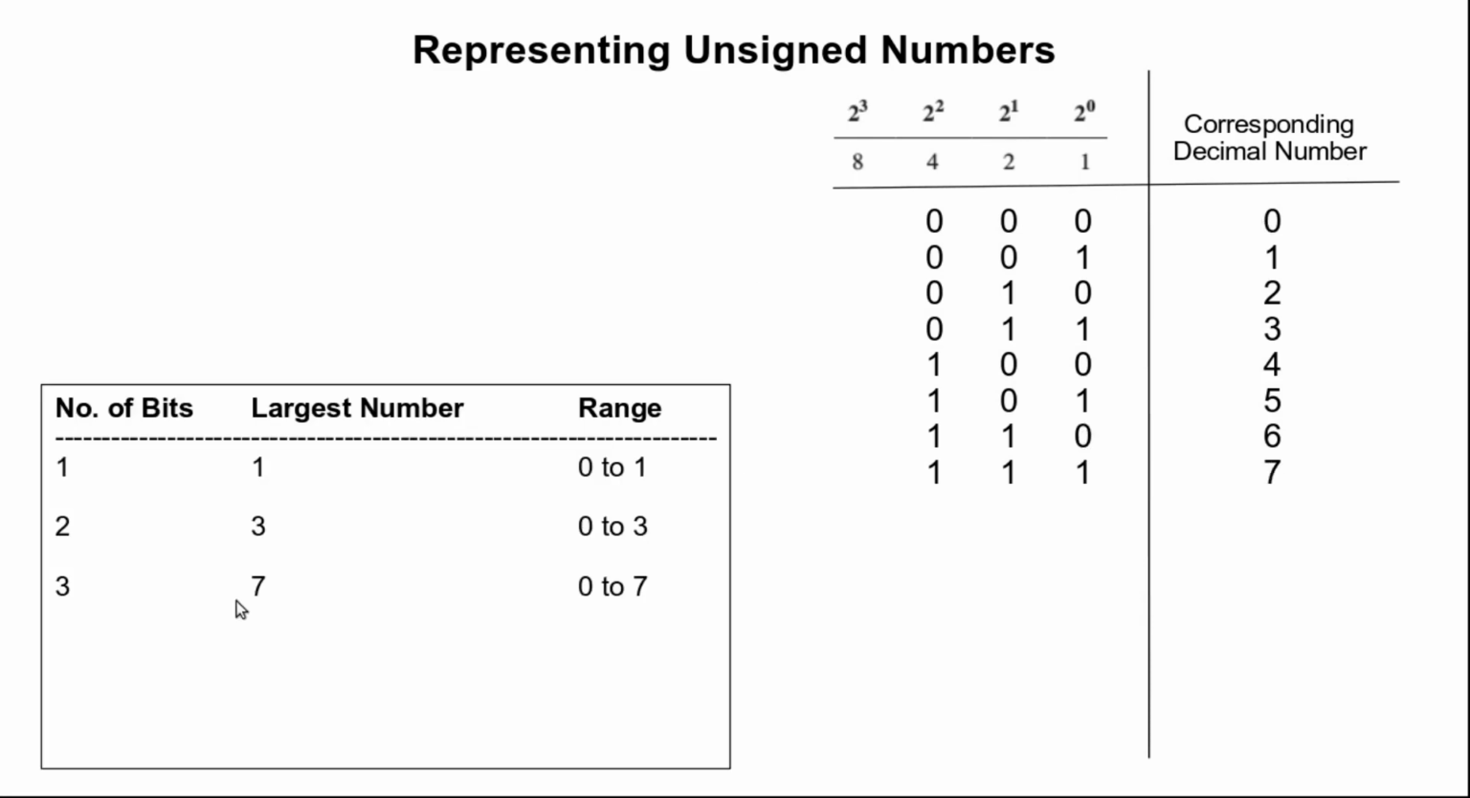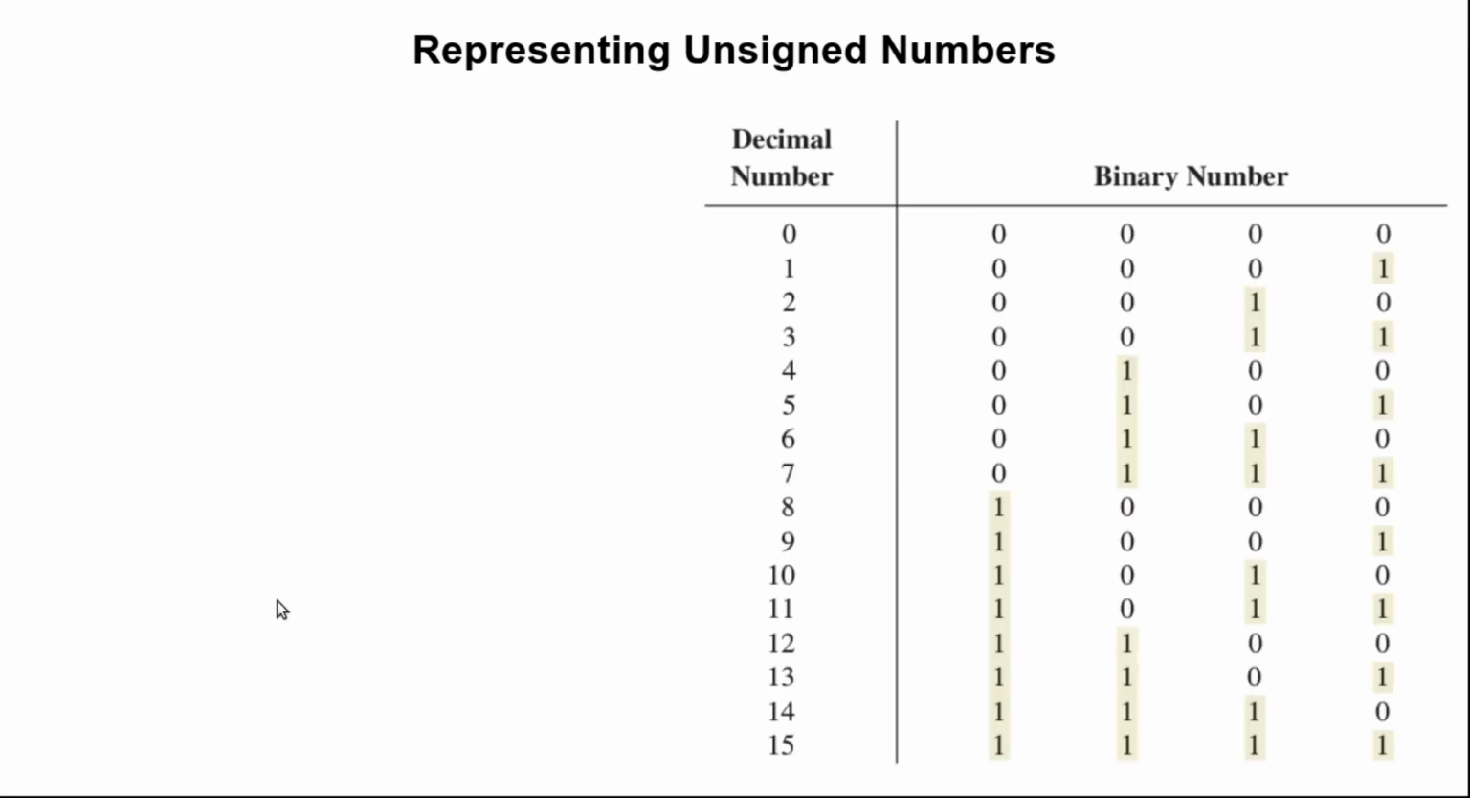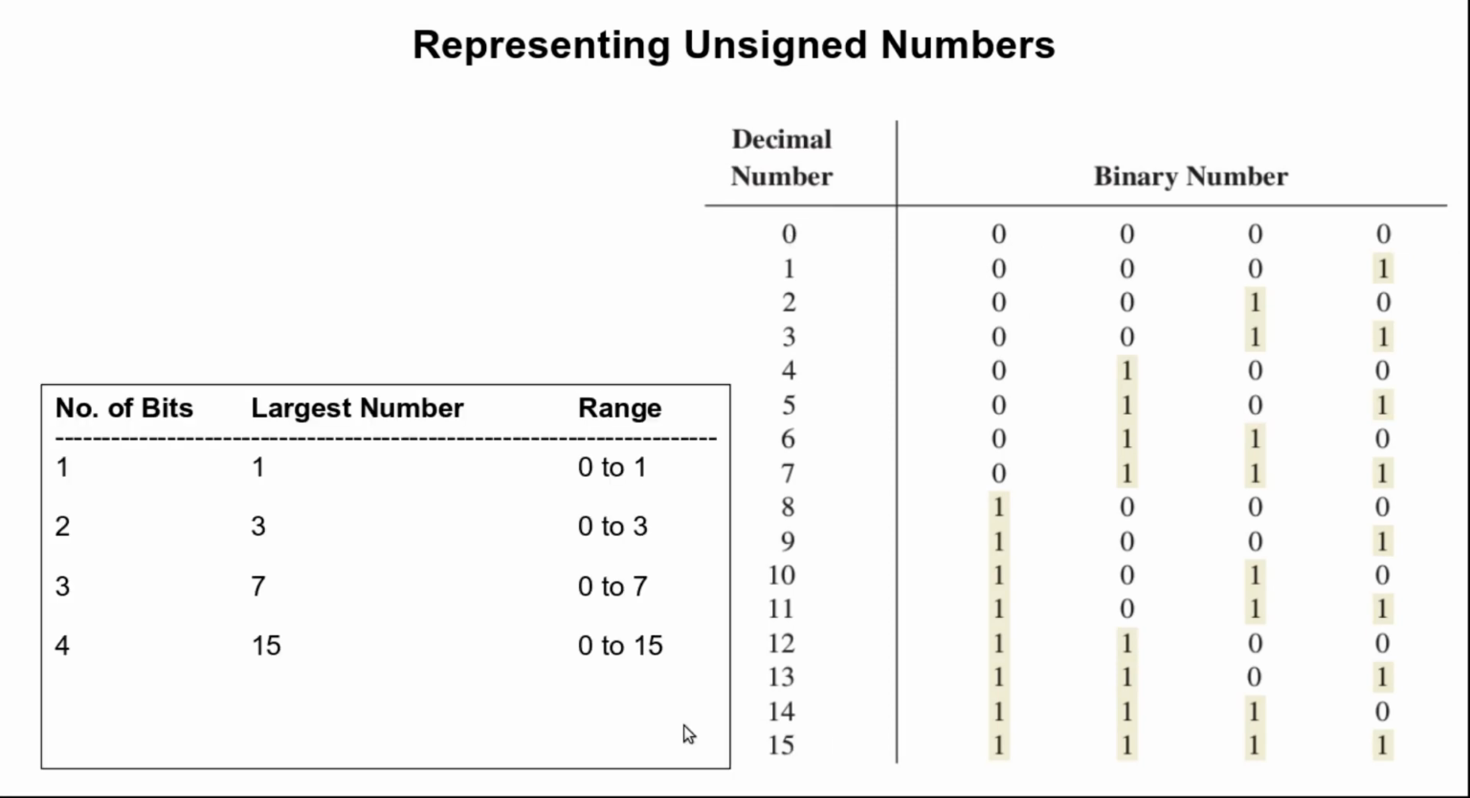And again we can say that when we use 3 bits, we can represent the range of unsigned numbers from 0 up to 7, and the largest number we can represent is 7. And similarly, if we use 4 bits, we can represent 16 different numbers, the numbers from 0 up to 15, and hence we can say that when we use 4 bits, we can represent numbers from 0 up to 15, and the largest number is 15.